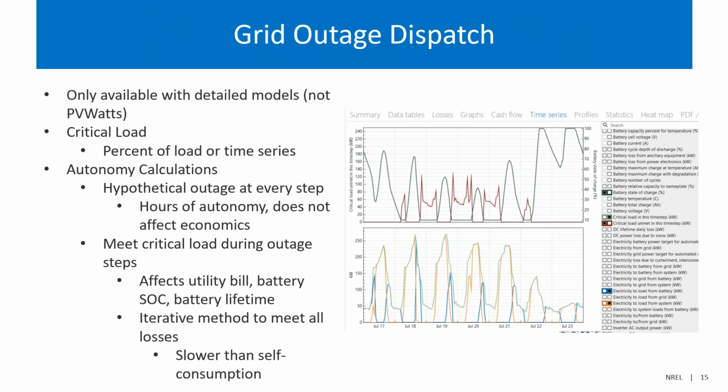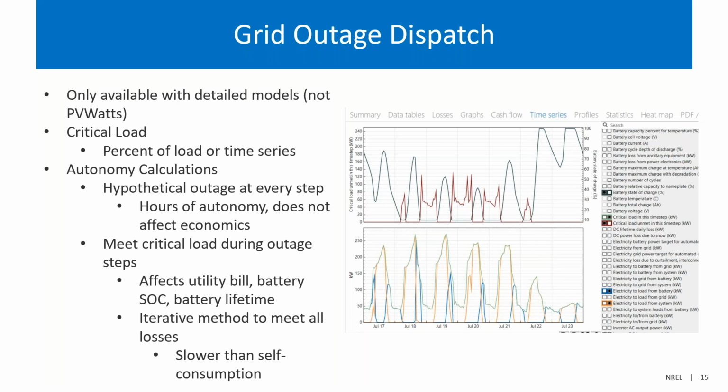And then finally here, we have a grid outage and some resilience analysis features that we'd like to cover. So I'll first note that the grid outage dispatch is only available with the detailed models in SAM. We didn't make this available with PV watts. That's because there are some losses that occur in real systems, such as inverter nighttime losses, that this algorithm accounts for, that we really think it's beneficial to account for in your analysis.